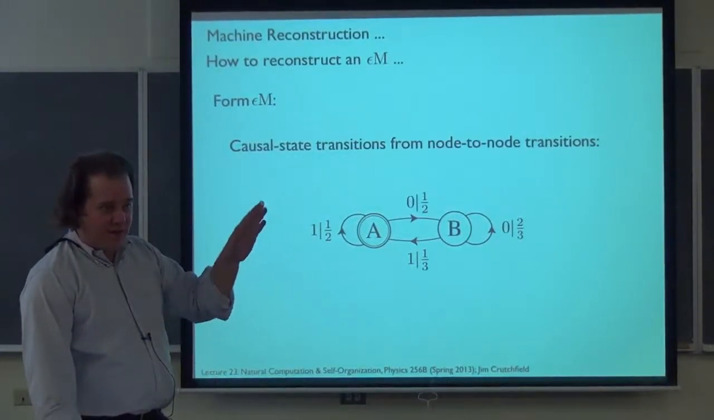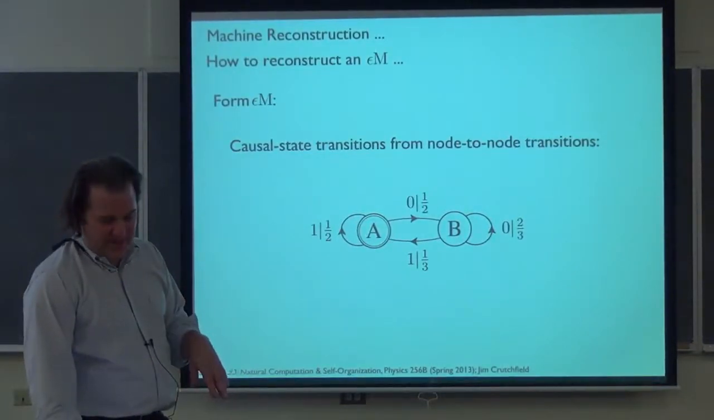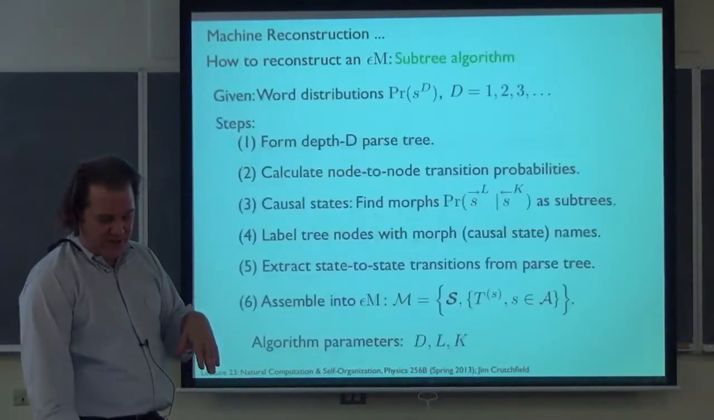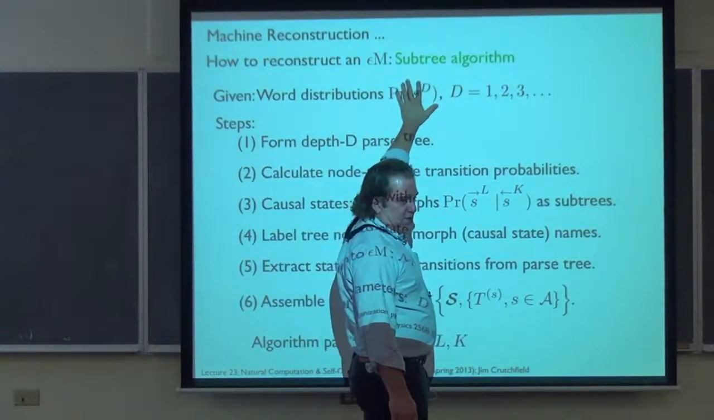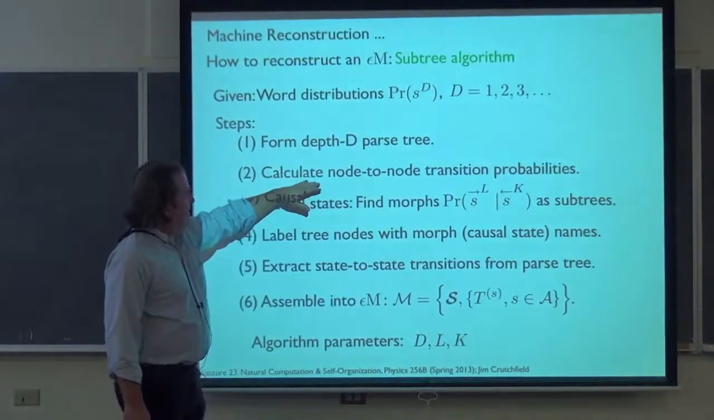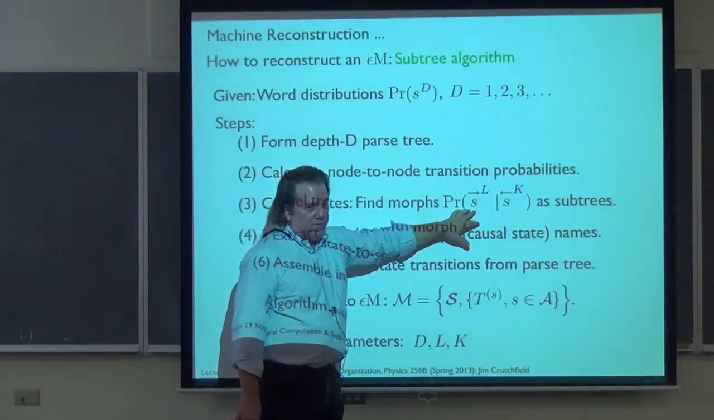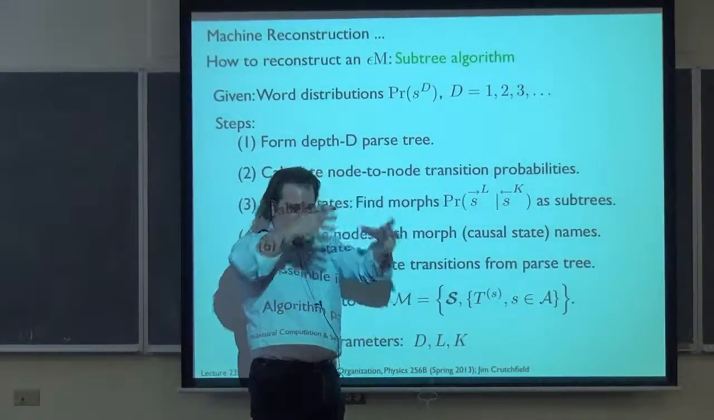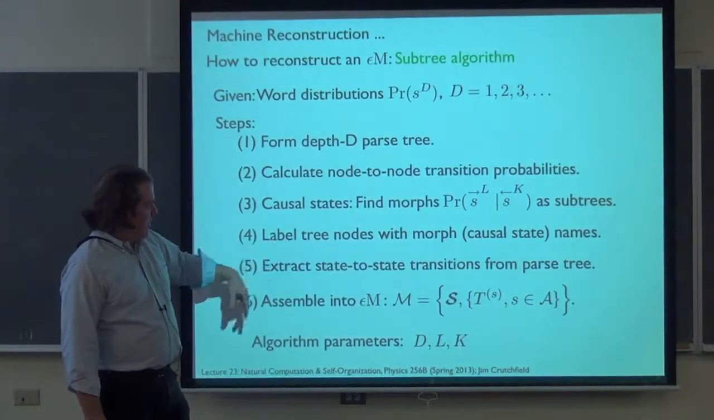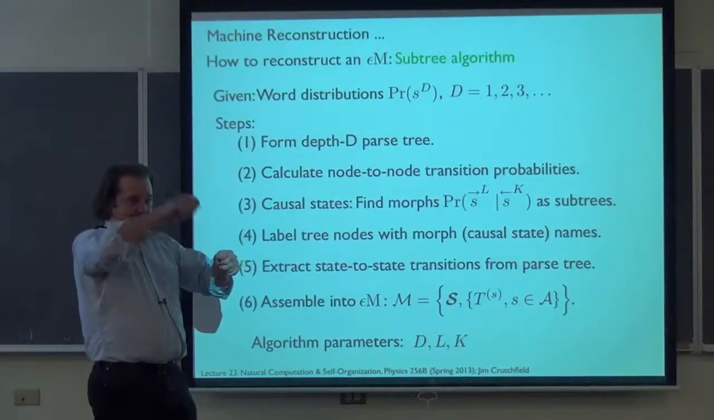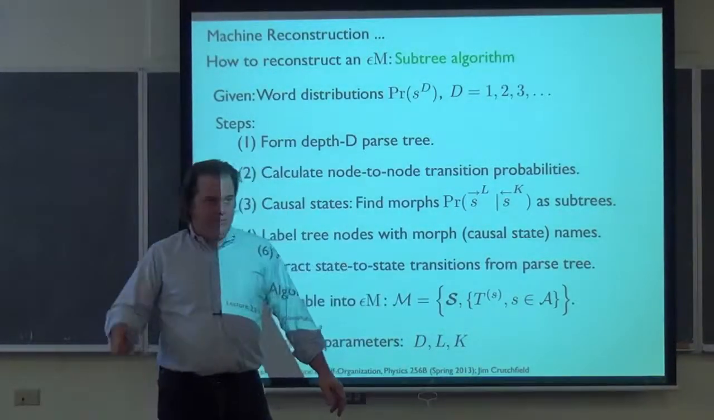So that's just real quick. I made a bunch of assumptions. I didn't really start with a given data string, but I wanted to lay out the steps so that when we go through the particular examples they are clear. Again, given the correct word distribution, you build the parse tree, calculate these node-to-node relative transition probabilities, and calculate these morphs. They're easy to see now. They're just the distinct subtrees, which are synonymous with the number of causal states. Go relabel the tree, and I can get the state-to-state transition structure. Result: epsilon machine.